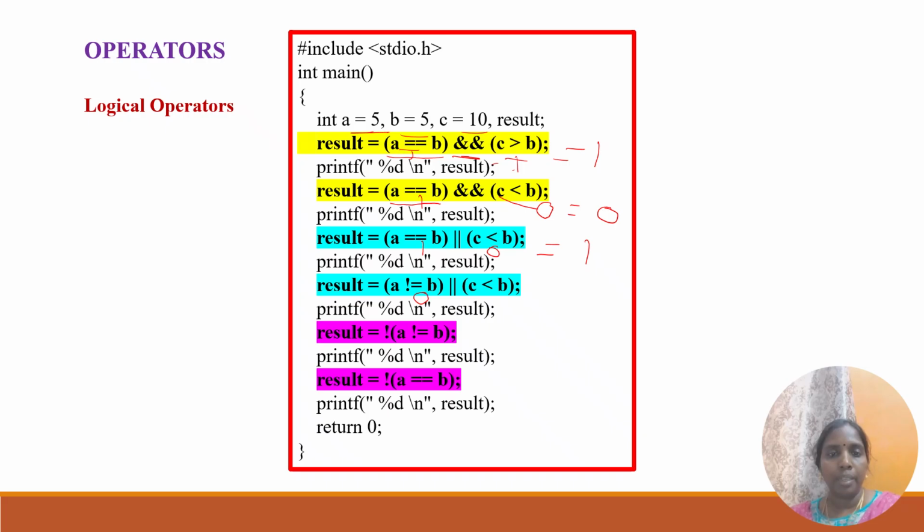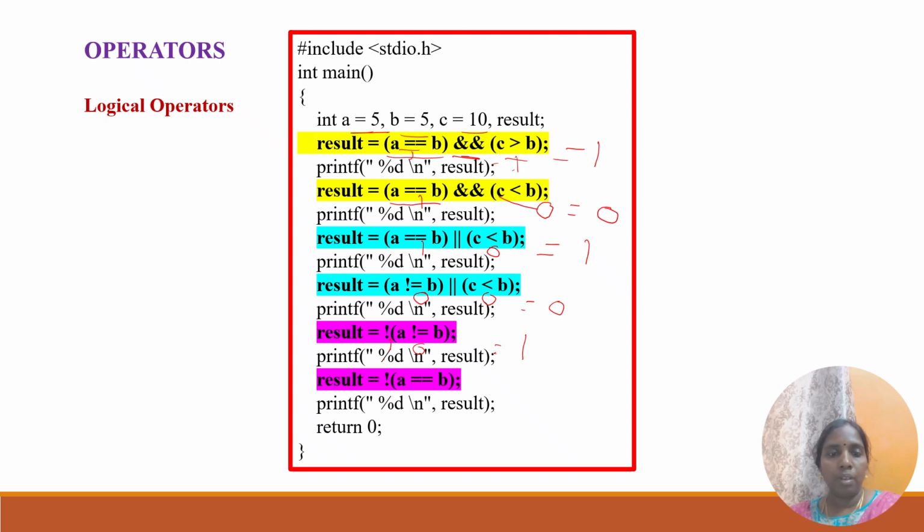C is less than b is also equal to 0. So 0 or 0. Both the inputs are 0 for an OR gate means the output is equal to 0. So the next result is not of a not equal to b. So not of a is not equal to b, 0. So the output is equal to 1. So the inversion of 0 is 1.